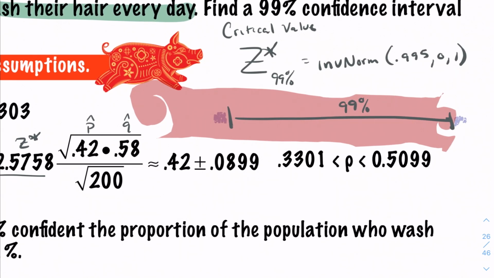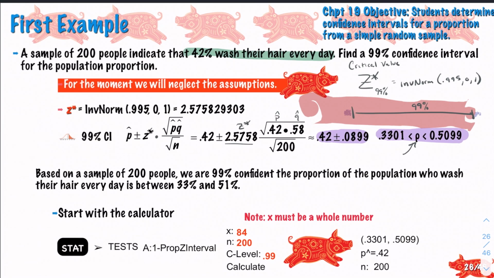This line gives us our interval. This would be where our true percentage of people that wash their hair is. So how do we interpret that? Based on a sample of 200 people, we are 99% confident the proportion of the population who wash their hair every day is between 33% and 51%.